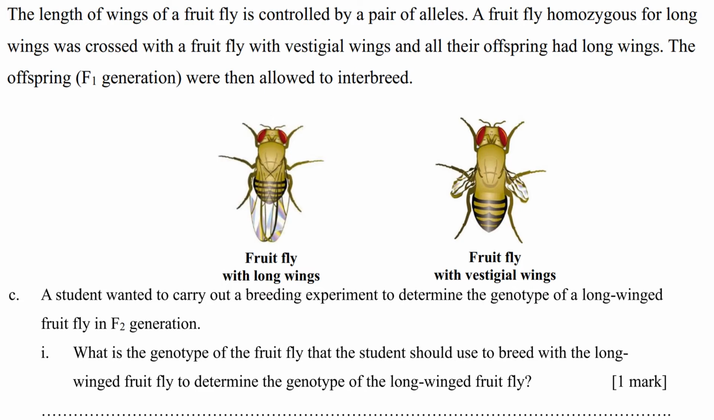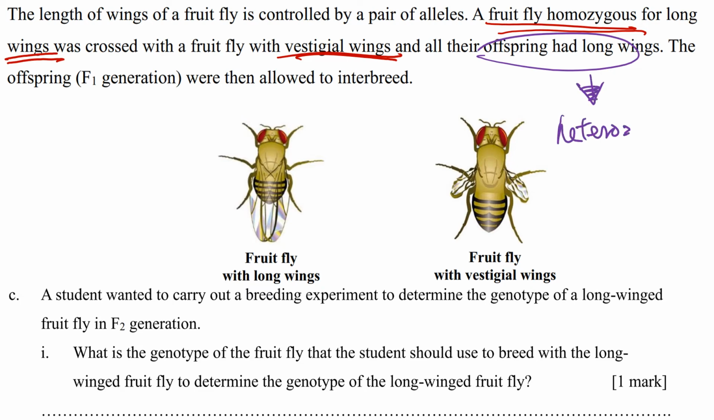Now let's try to finish the remaining question of your classwork 26.1. Last time you had a homozygous dominant long wing fruit fly crossed with a homozygous recessive vestigial wing fruit fly, and all of their offspring are long wings, and all of their offspring are heterozygote.